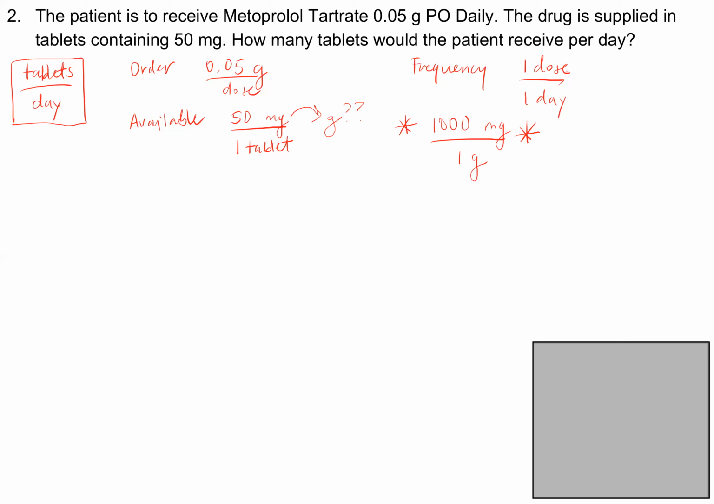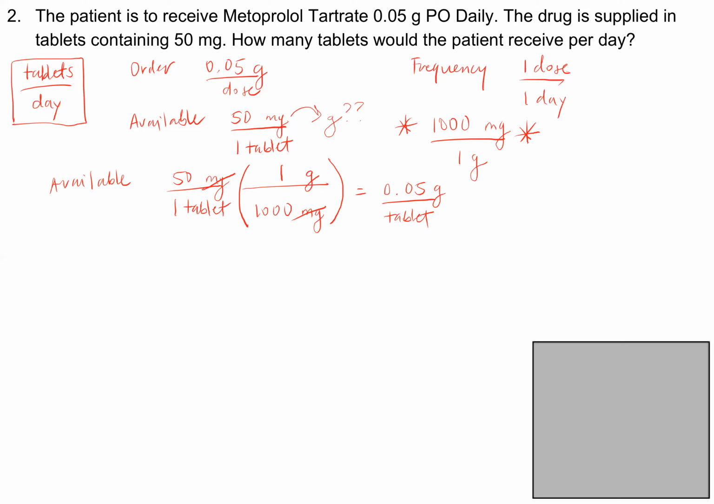So we're going to go ahead and write our available med as 50 milligrams per 1 tablet. You want to go ahead and cancel the milligram units, which means you'll have grams on the top. Fill in your numbers. You get 0.05 grams per tablet. Now we can go ahead and cancel the grams here with the grams from the order.